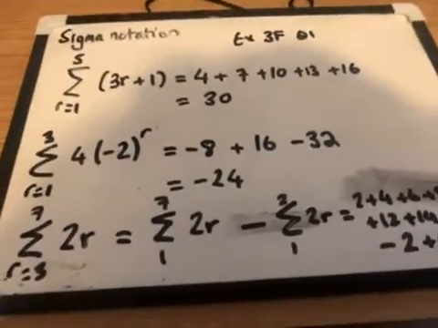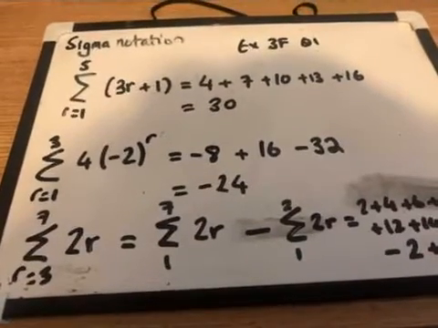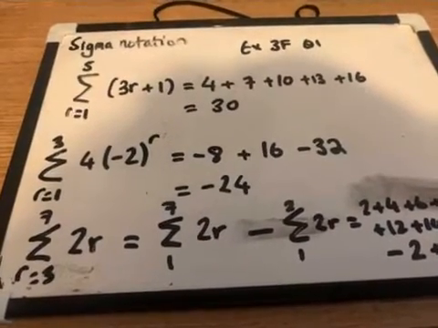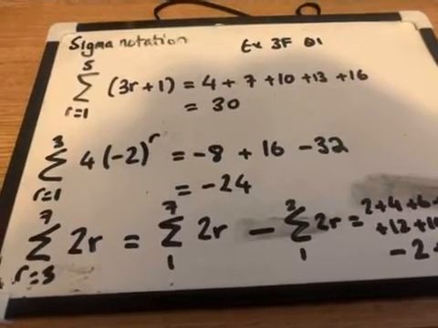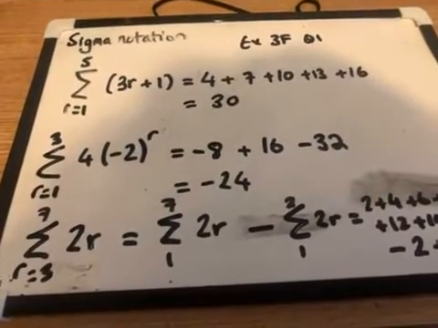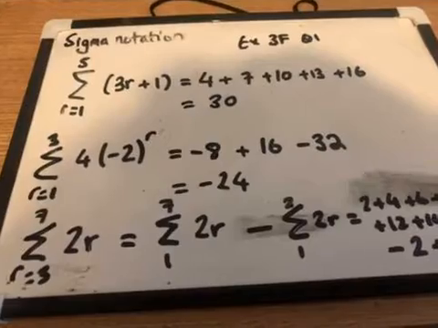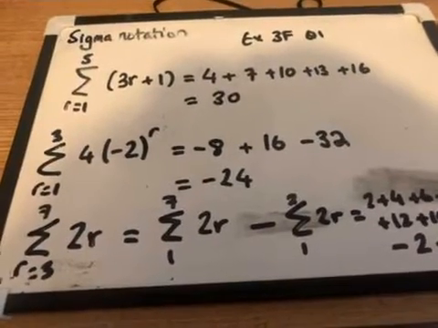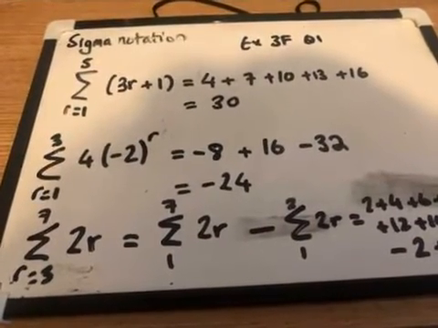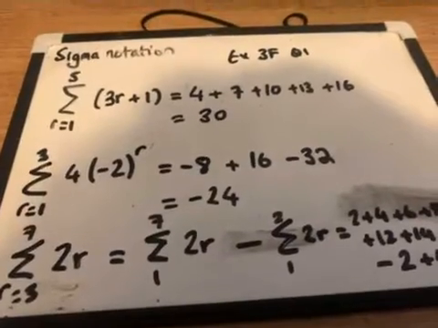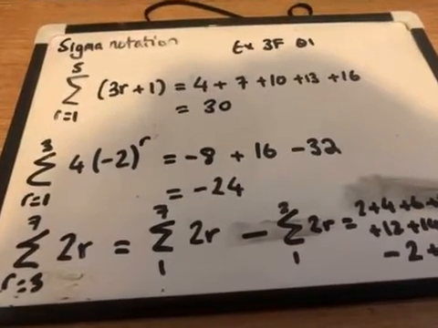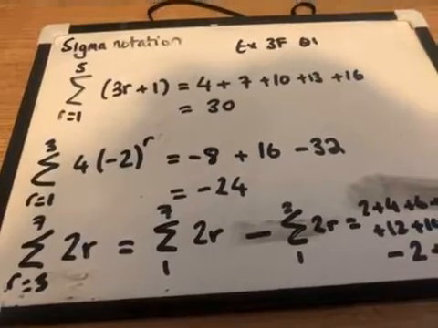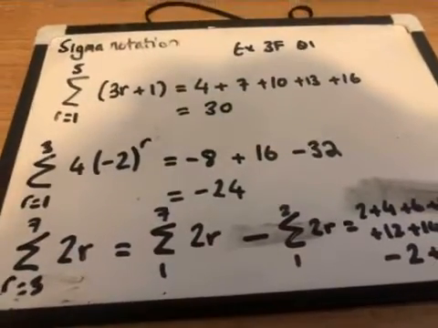Second type is the one that looks a bit like this, where you've got something to the power, and the power is the number that's changing. So here we had 4 times 2 to the minus 1, plus 4 times 2 to the minus 2, and 4 times 2 to the minus 3, all being added up because of the sigma. And the reason why we only needed to do 3 is because you start at 1 and you finish at 3. And that's quite clearly a geometric series, because each time you are multiplying by 2.